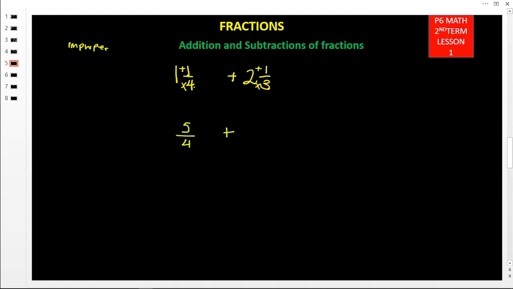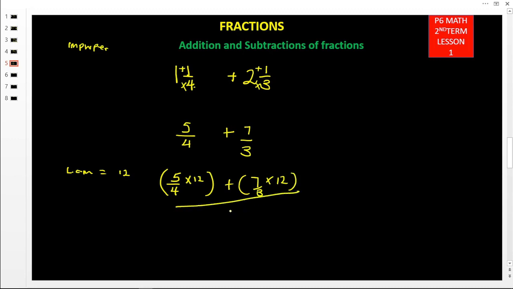Then plus 2 times 3, it is a 6. 6 plus this one, we get a 7 out of 3. Then what is the LCM? Now here we are getting the LCM. Then the LCM becomes 12. Then this is 5 out of 4 times our LCM, which is 12. Then plus 7 out of 3 times 12, over our LCM, which is 12.